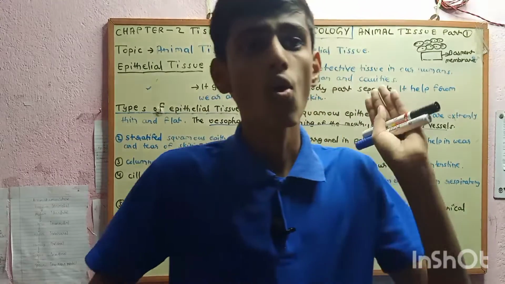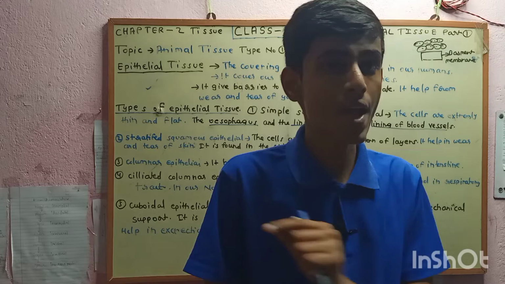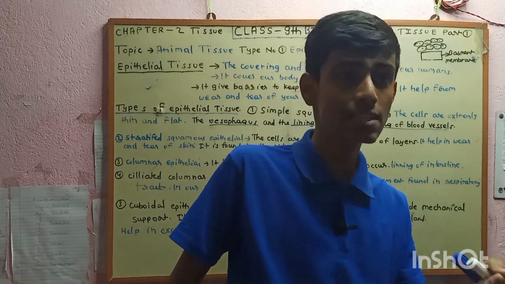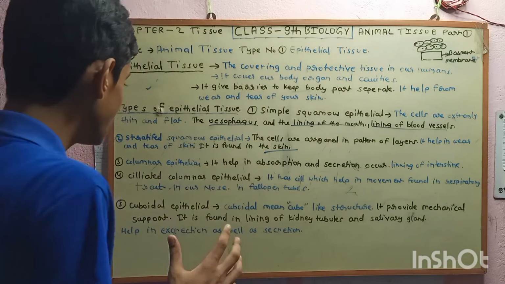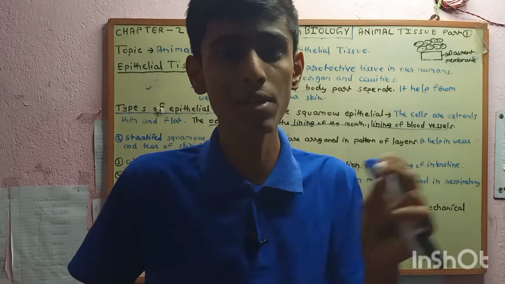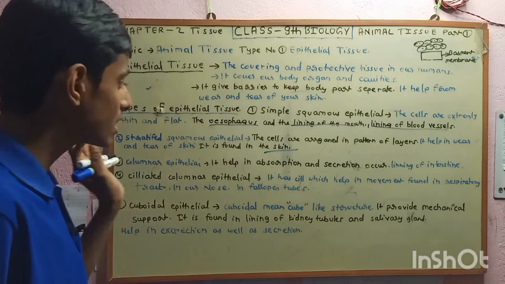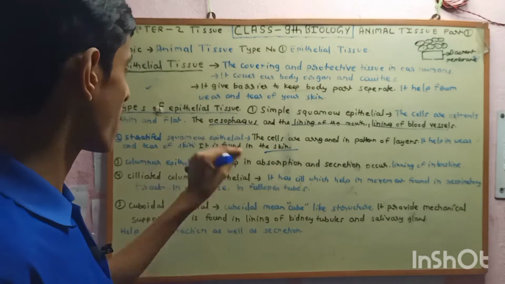Skin wear and tear. Who helps with it? It is the stratified squamous epithelium, and the wear and tear happens in the skin. If you connect this word, wear and tear, where does it happen? Skin. And the example of stratified squamous epithelium is skin. Your skin is the example of stratified squamous epithelium.